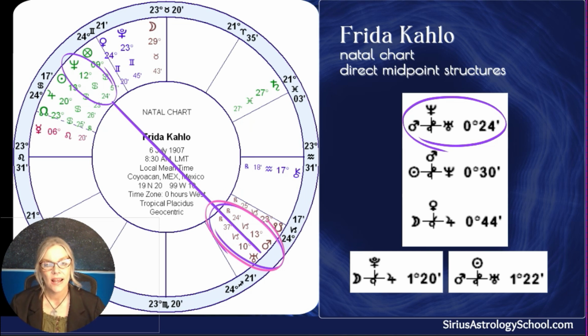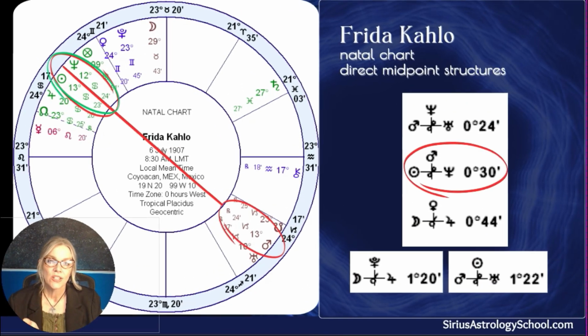And this is at a 24-minute orb. So this is a very close orb. It is less than 0.5 degree. Then she also has Mars at the Sun-Neptune midpoint. So she's got it going back both ways. And that's a 30-minute orb, which is very strong as well.